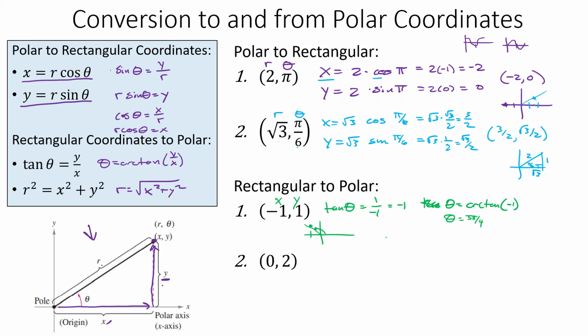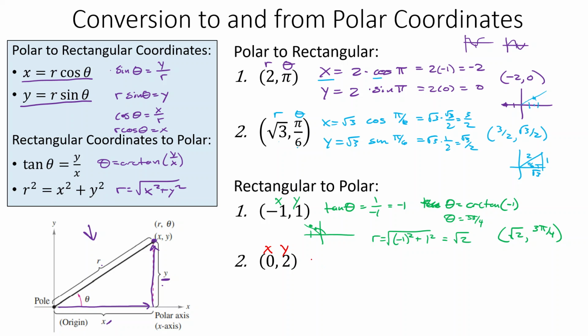And then to get r, well, r squared is equal to -1 squared plus 1 squared. So r is equal to the square root of that, which would just be the square root of 2. So we get that our point would be r, which is the square root of 2, theta, 3 pi over 4, like that. And I haven't used red yet, so that's one more, x and y.